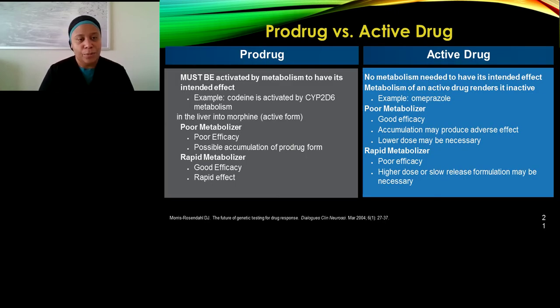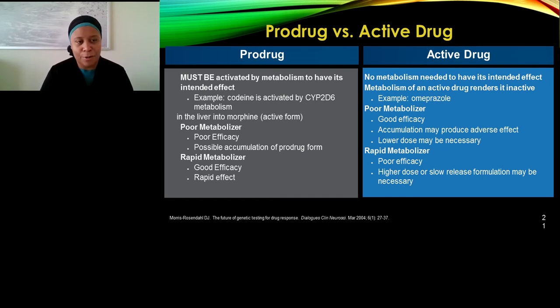Now, why is prodrug versus active drug important? So when patients are reading these results that say you are a rapid metabolizer, and then it tells them they need a lower dose, then they look at another drug, it says they're a rapid metabolizer and they need a higher dose. So patients feel confused in understanding why the same status could give them 2 different results.